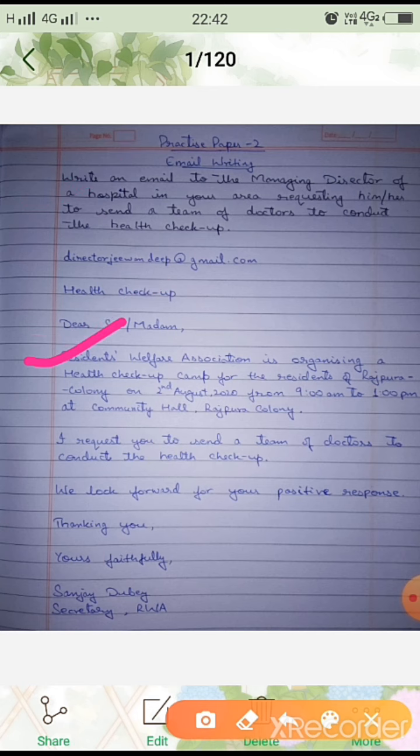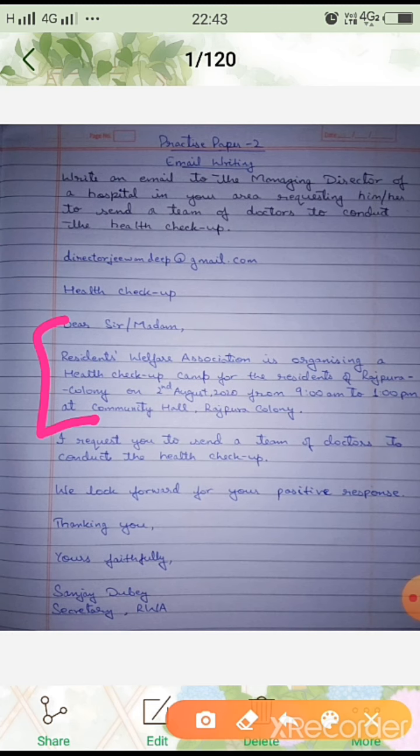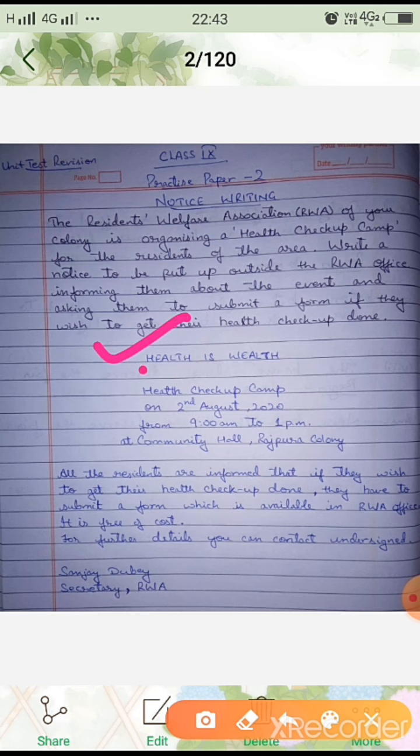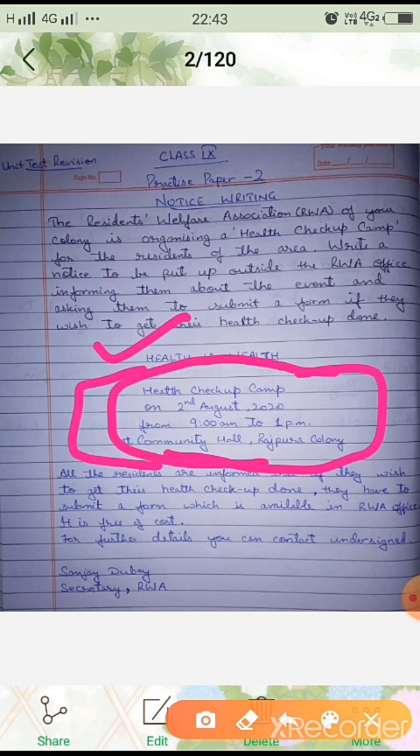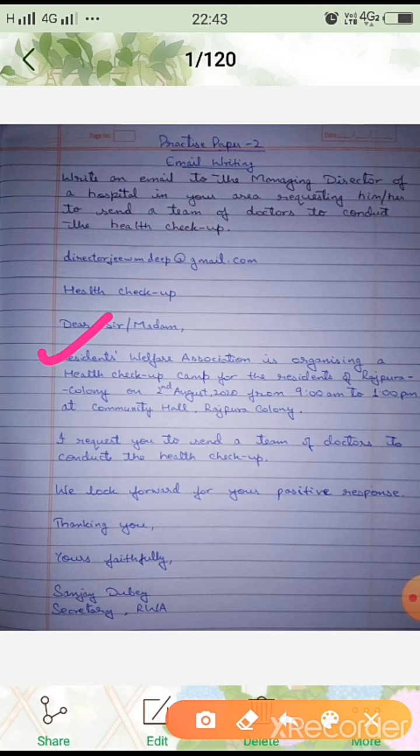What I have written is that Residents Welfare Association is organizing a health checkup camp for the residents of Rajpura Colony on 2nd August 2020 from 9 a.m. to 1 p.m. at Community Hall, Rajpura Colony. Now you can see that all this information which we have mentioned here is given in the notice writing also. So health checkup camp on 2nd August 2020 from 9 a.m. to 1 p.m. at Community Hall, Rajpura Colony. All this information is the same that we have to also write in the email writing. This body part of the email has a direct connection with the notice writing body part.